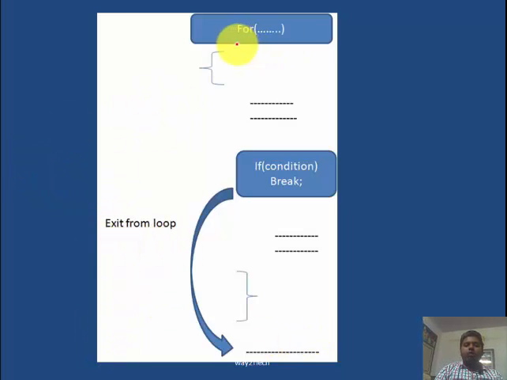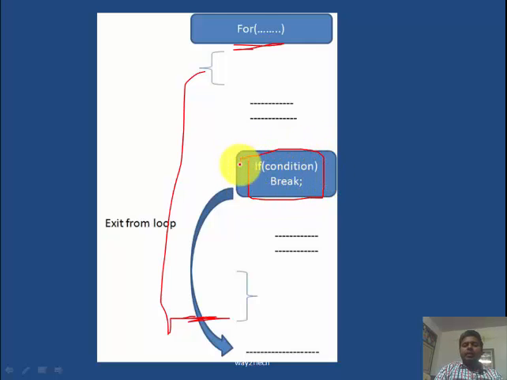Suppose there is a for loop and this is the body of the for loop. If some condition, after the condition break, so if the condition is true, we will directly jump out of the for loop, meaning we have broken the loop or terminated the for loop. We have directly come out of the loop. So these statements will not execute and the for loop will be terminated.